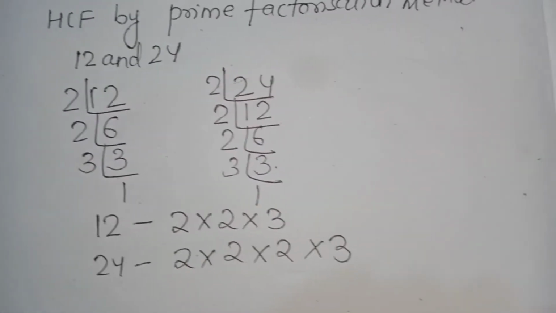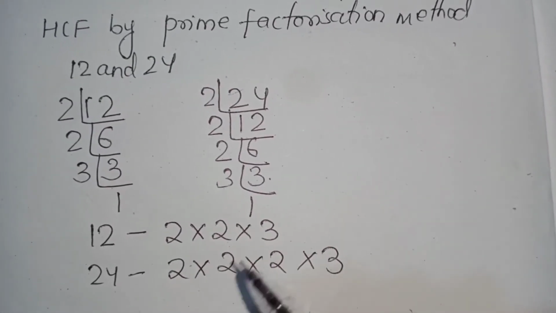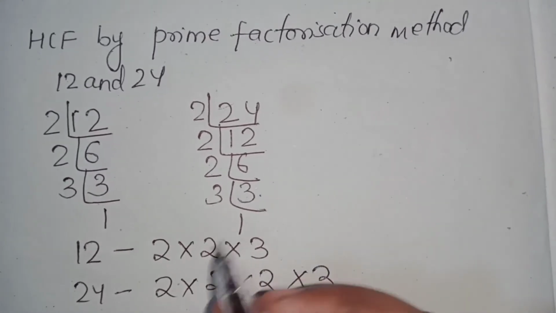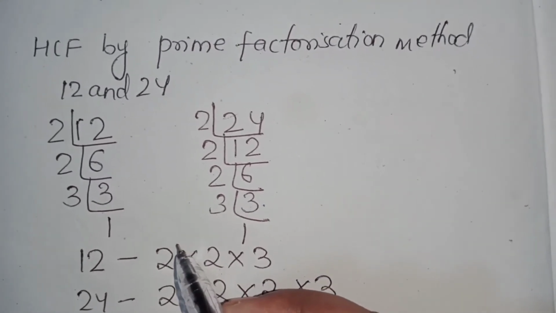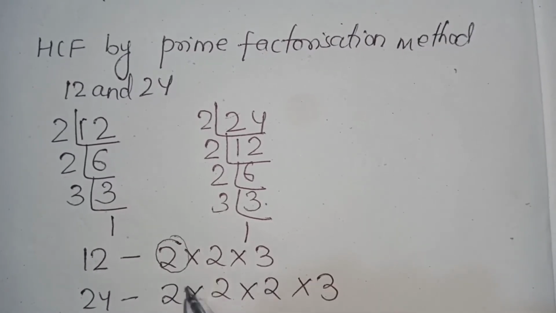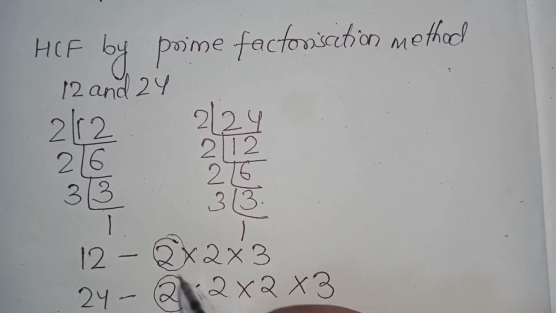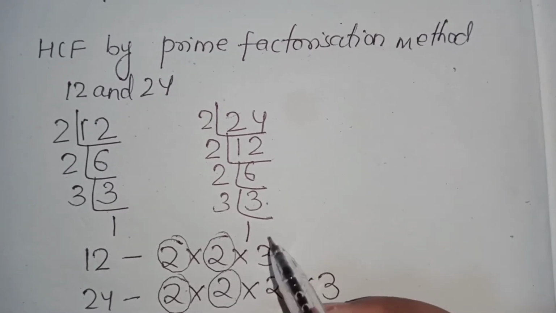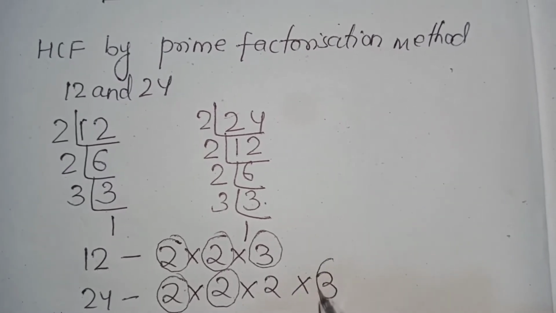Okay. Now we will circle those numbers which are common in both. Common prime factors we are going to circle. Okay, so you can see 2 is common in both.